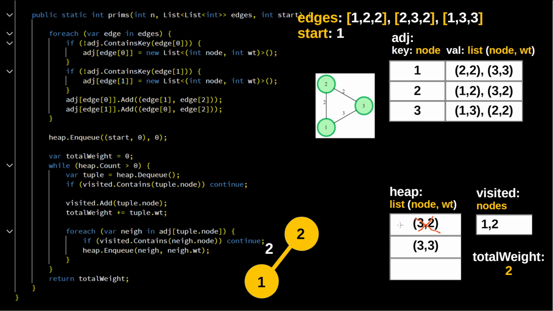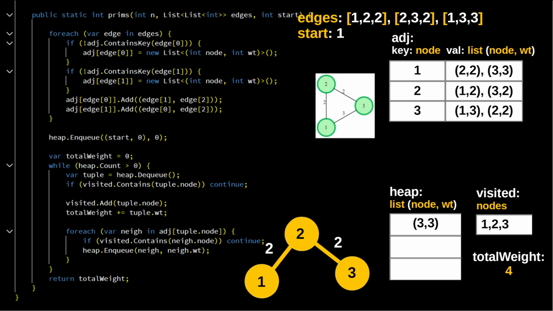Again, the heap is prioritized by weight, so the top of the heap is the tuple 3, 2. So I dequeue that, I add 3 to the minimum spanning tree, and I will add 3 to the visited set. The weight of this edge is 2, so I update the total weight to be 4. For node 3, the possibilities are 1, 3 or 2, 2. Now both 1 and 2 are already in the visited set, so these tuples are not added. The only tuple left in the heap is 3, 3. So in the next iteration of the loop, 3, 3 will be dequeued, and I check that 3 is already visited, so I will do nothing. And then this while loop will finish, and I will return the total weight as 4.